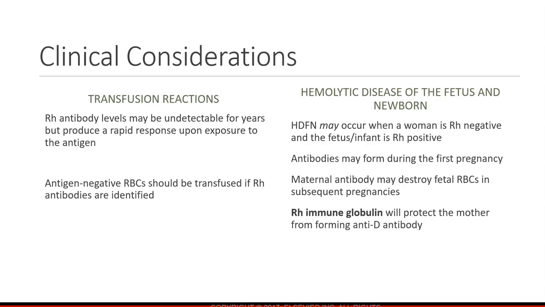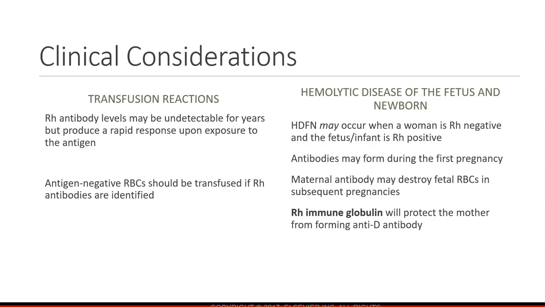Hemolytic disease of the fetus and newborn. This may occur most commonly when a woman is D negative and the fetus or the infant is D positive. These antibodies may form during the first pregnancy, but usually the baby's not affected because this is the first exposure. It'll be a primary immune reaction in which the class of antibodies is IgM, which cannot cross the placenta.